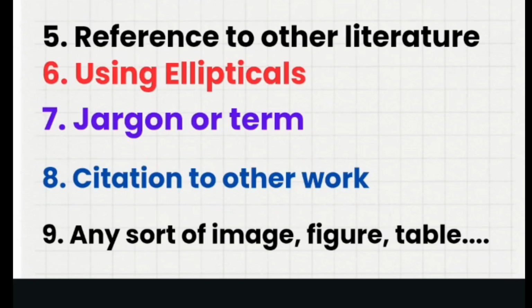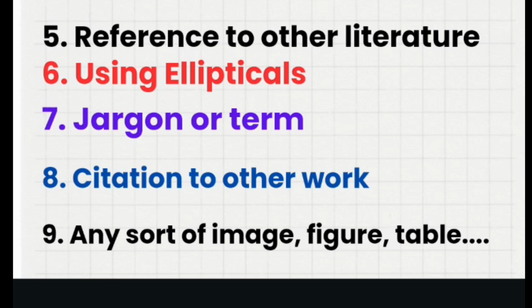The fifth one is reference to other literature, saying things like current research shows or studies have indicated. You should not write that in your abstract. Sixth, do not use an ending with an incomplete sentence, such as putting dash dash dash. You should not write that in your abstract. Seventh, jargon and terms that may be confusing to the reader, you should not write these.